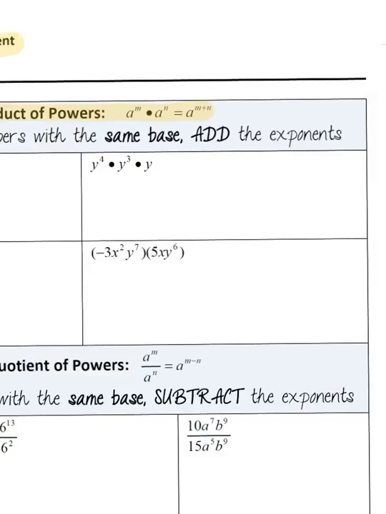Next, we've got three bases being multiplied together. They're the same base, so I'm going to add the exponents. This little guy here has an exponent of 1. It's not written, but whenever it's not written, it's implied to be 1. So this is going to be y to the 4 plus 3 plus 1, which is the same thing as y to the 8th power.